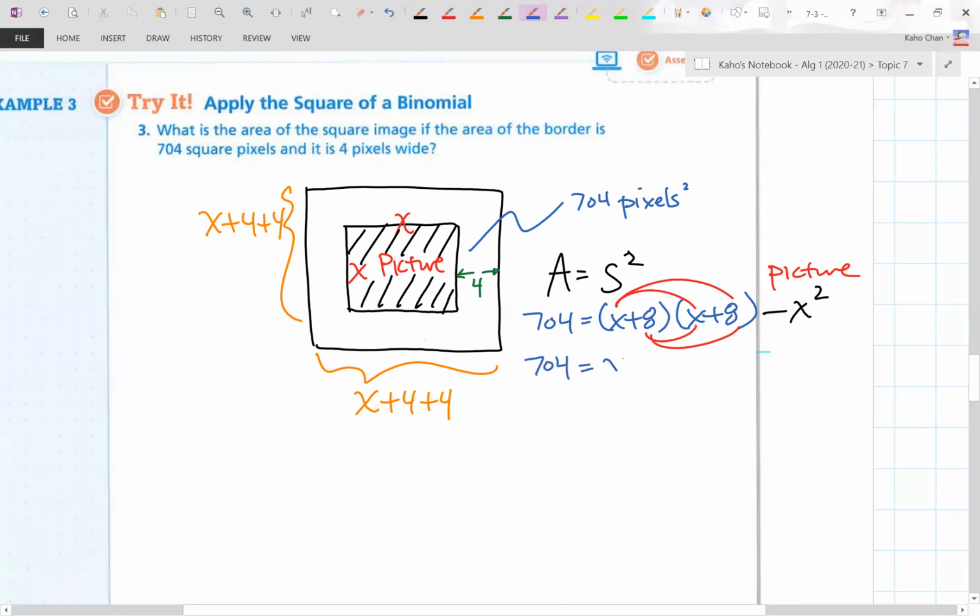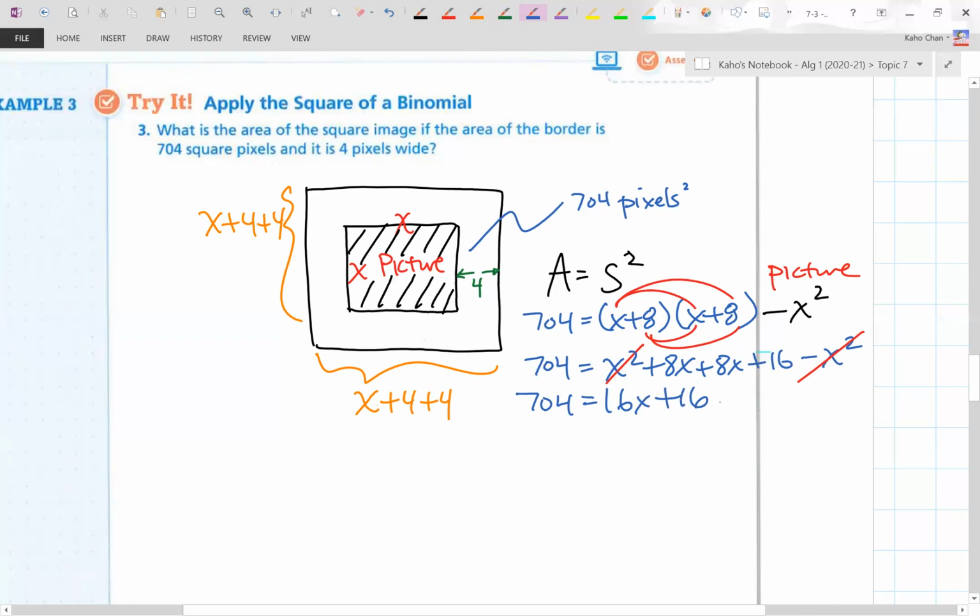Yeah. X times x is x squared. X times 8 is plus 8x. I could use that product of a sum pattern. I could have done that, I guess. Ooh, look at this. See the x squares, everybody? They go away. X squared minus x squared goes away. Neat. That leaves me with 704 equals 8x plus 8x is 16x plus 16.